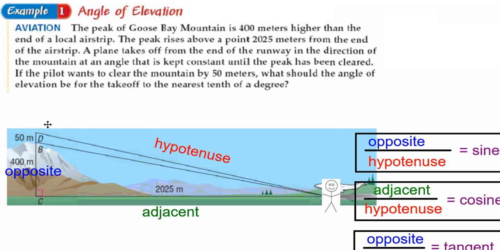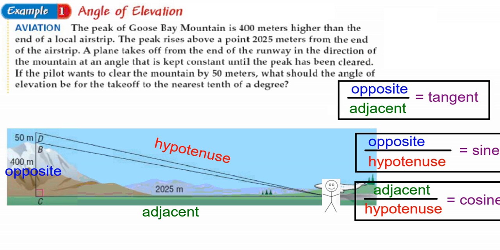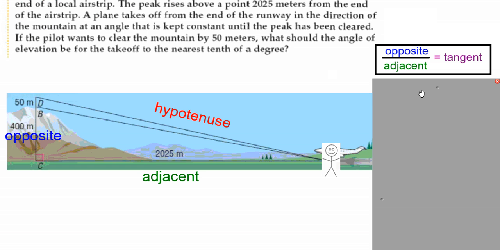So what do we know the most about? Well, we know the opposite side is 450 meters. We know the adjacent side is 2,025 meters. What ratio are we going to use? Well, opposite and adjacent, that would be our tangent ratio. So again, by filling in what we know, we've got our opposite 450 meters divided by our adjacent 2,025 meters equaling the tangent of our angle, which is x, our unknown.